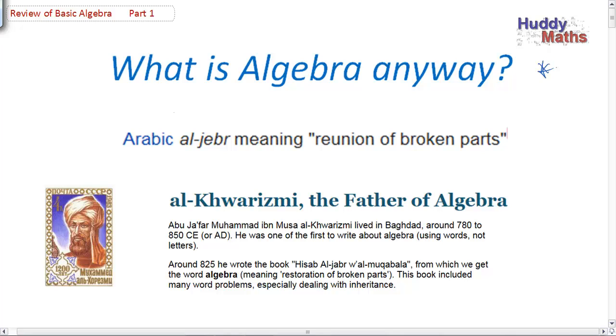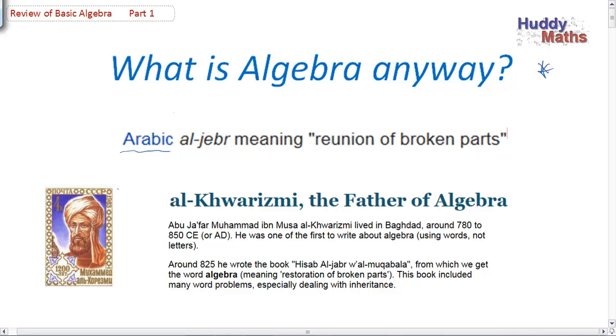What is algebra anyway? So you can Google search that and you'll find that it comes from the Arabic, Arabia, algebra, meaning reunion of broken parts. Do you remember anything that you did in algebra that suggests that you're uniting broken parts? Let's go back and have a look at that so that you can play catch up if you weren't sure of algebra the first time round.